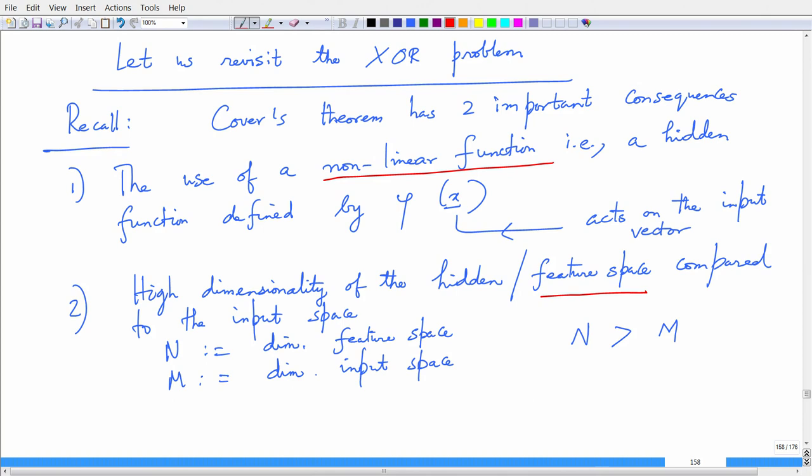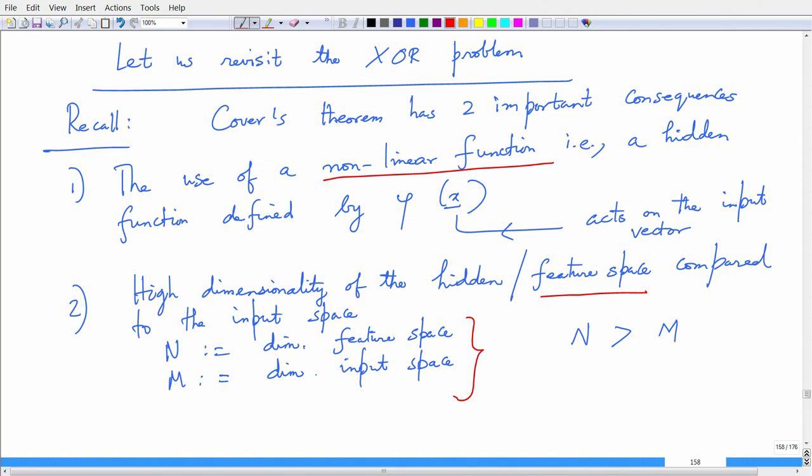And typically the dimension in the feature space is greater than the input dimension, right. So, here I use n to be the dimension of the feature space and m to be the dimension of the input space, with a slight change in the notations from what we had in Cover's theorem that we just discussed.